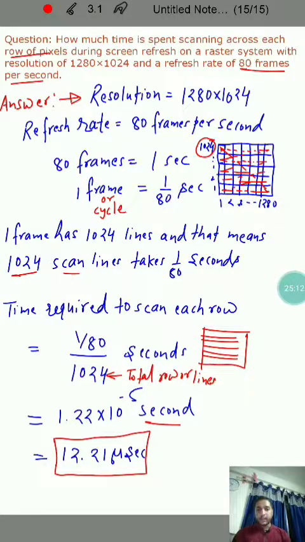Okay. And after this we will start how to draw a line on a computer screen, and what are the different algorithms with which we draw a line on a computer screen.